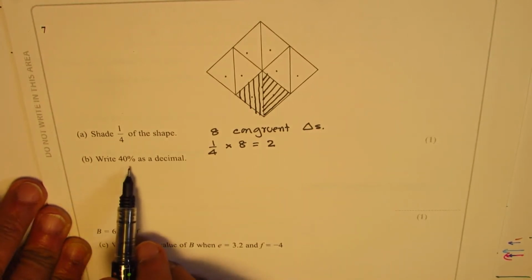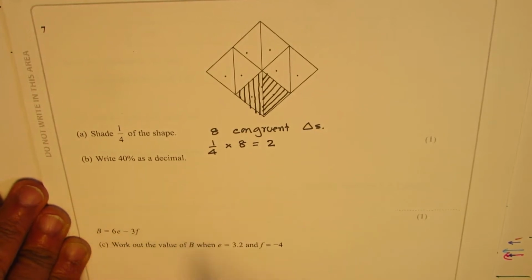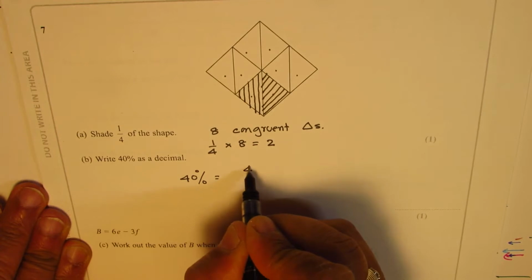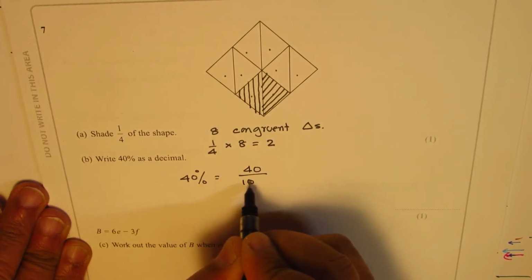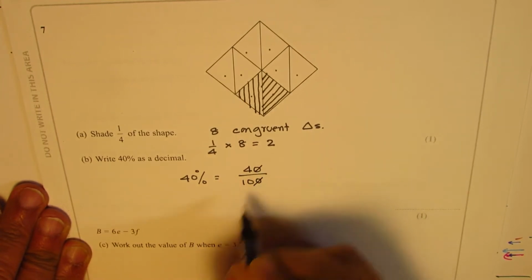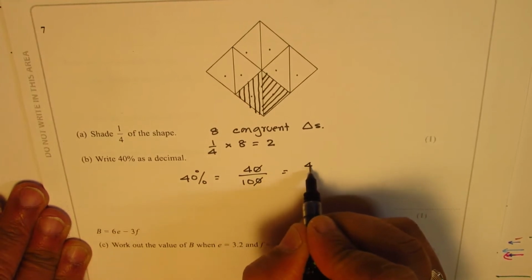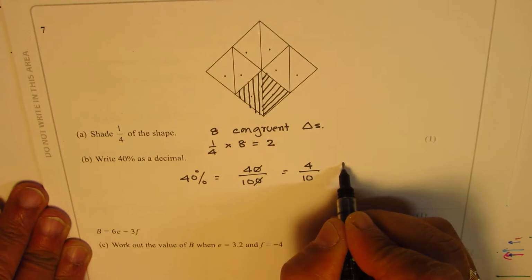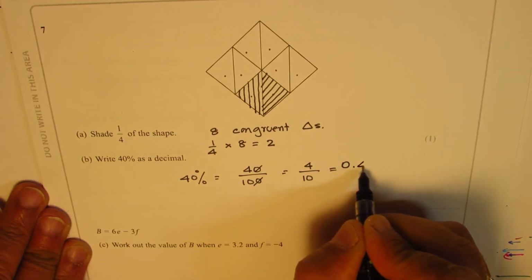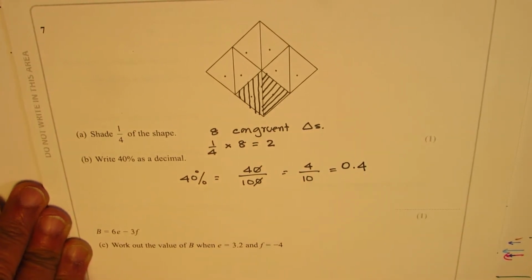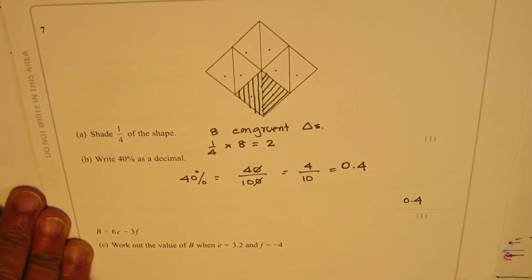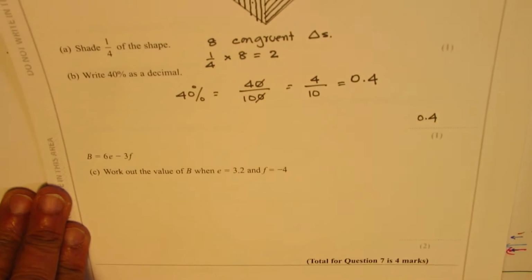Now we need to write 40% as a decimal. So 40% is basically 40 divided by 100, correct? So you can divide like this. So you get 4 out of 10. When you divide 4 by 10, you get 0.4, right? So that becomes 40%. So that is our answer. We can write here 0.4. So let's move on. Take the next question.